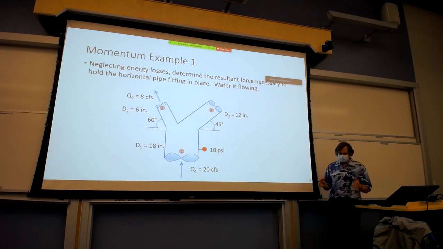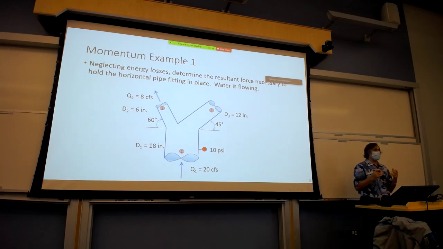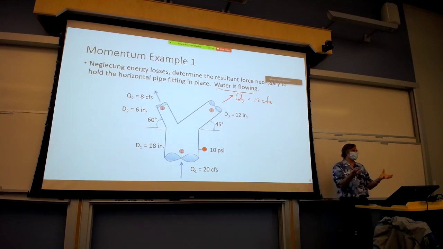Here's an example we're going to do a lot of today. What you have is a Y fitting. Flow is coming up the bottom of this thing at location 1, and then it splits into two different directions, Q1, and obviously I didn't draw it in here, but from continuity, if you have 20 CFS of water going in, and 8 CFS going out one end, then you know that what's going out the other end is the difference. Because that Y fitting can't store water.